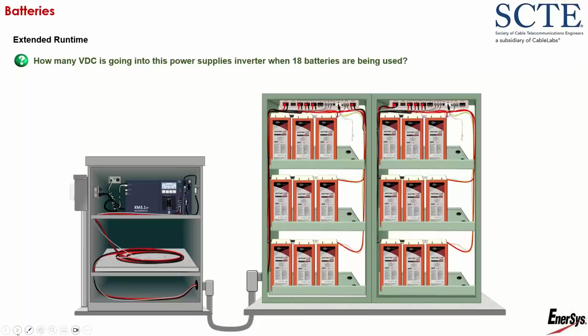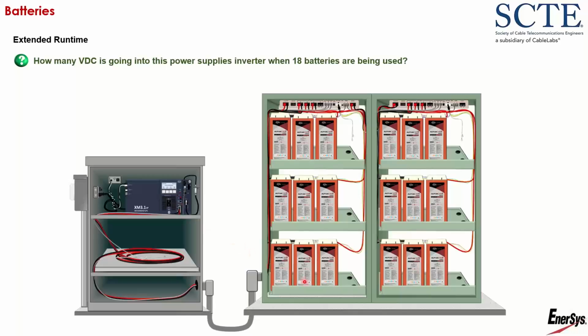So this is an extended runtime system that we use out in California. I have 18 batteries connected to this power supply. So how many volts are going to be going into this power supply? Well, remember, this power supply is a 36 volt inverter. It's got to be 36 volts.